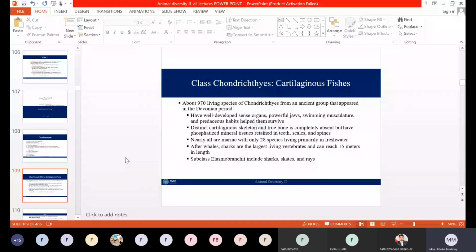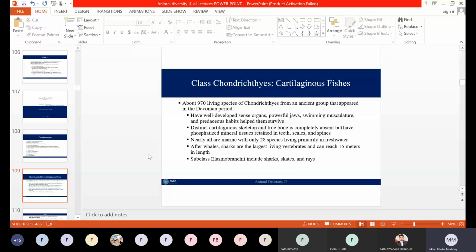So Chondrichthyes are carnivores, or they are scavengers, right? Most Chondrichthyes are thought to be marine fishes. They have biting mouth parts, they have paired appendages, and they possess placoid scales, and they have a cartilaginous endoskeleton. Because of that, their name is cartilaginous fishes.